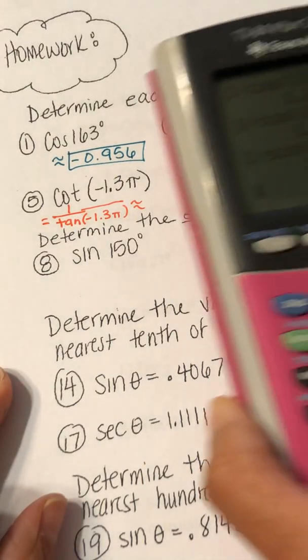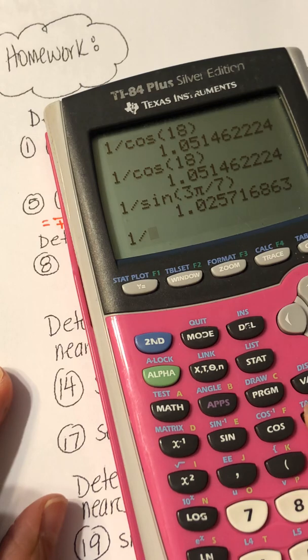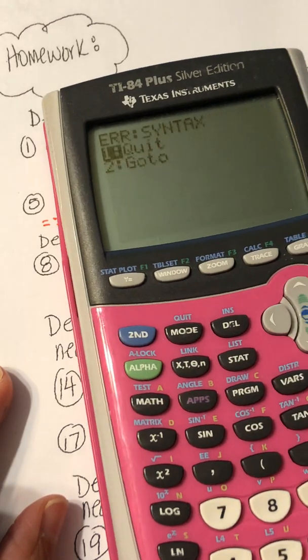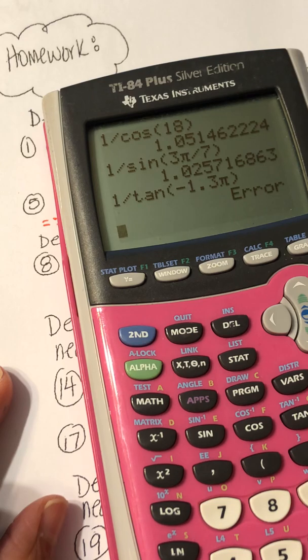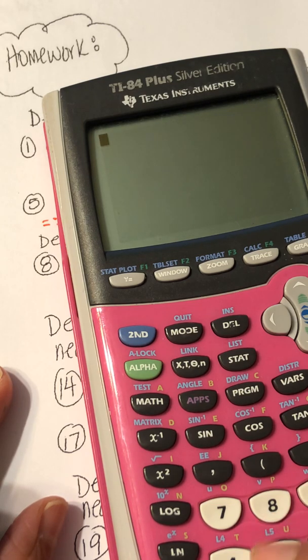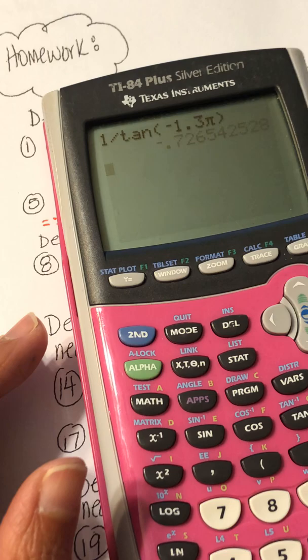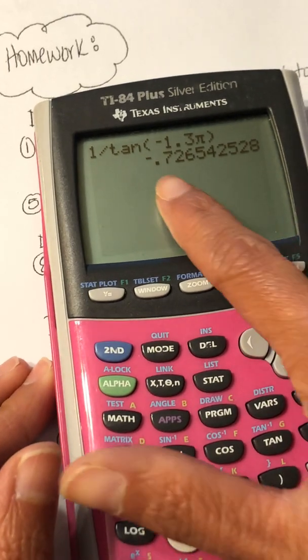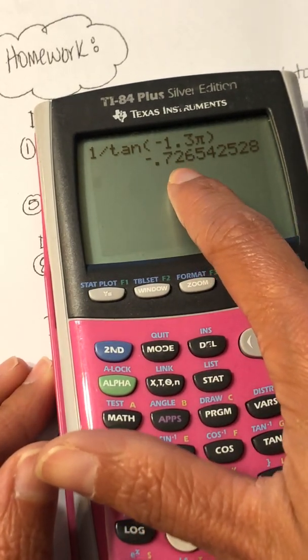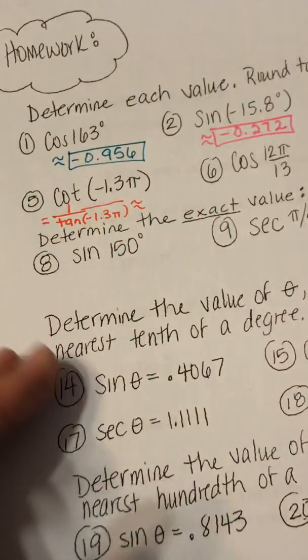So in my calculator, 1 divided by the tangent of negative 1.3 pi. Oops, did I type something in wrong? Let's try that again. 1 divided by the tangent, negative 1.3 pi. Oh, yeah, I typed in something wrong. So, to 3 decimal places, negative 0.727.